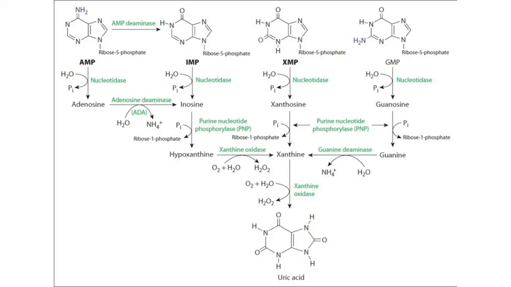So guanosine cannot be converted to hypoxanthine. That's correct. Guanosine doesn't go through hypoxanthine at all. It follows its own path, guanosine to guanine, then guanine to xanthine, and then xanthine to uric acid. Hypoxanthine comes from the adenine-based breakdown pathway, not from the guanine-based one. They run parallel, but they don't intersect at that step.